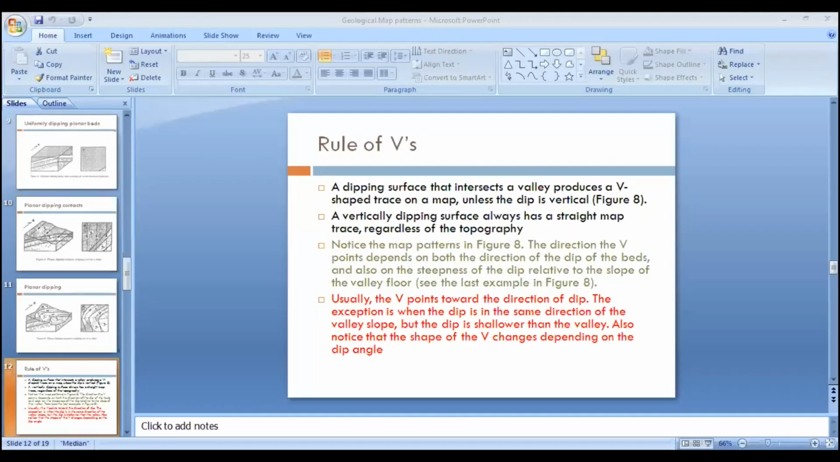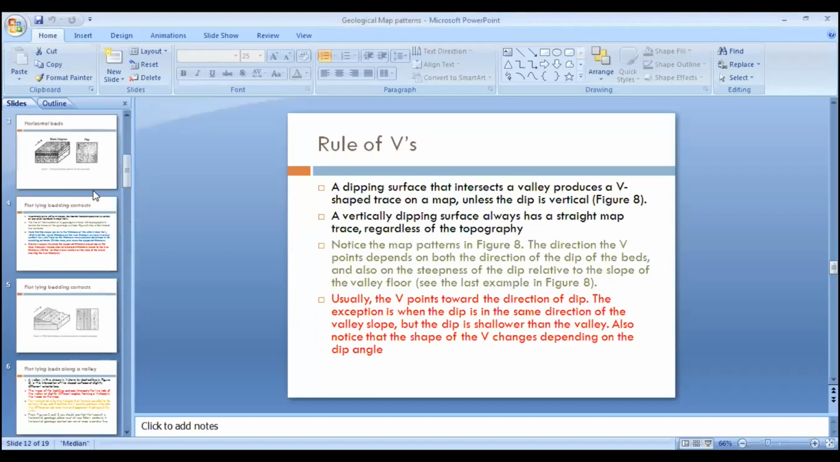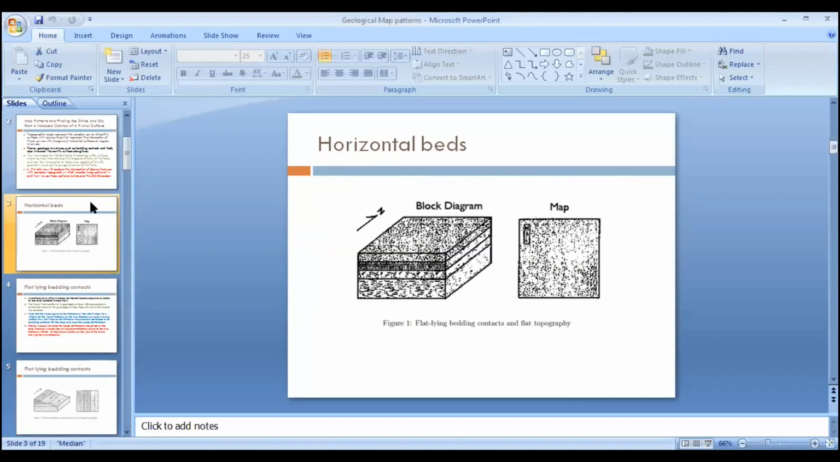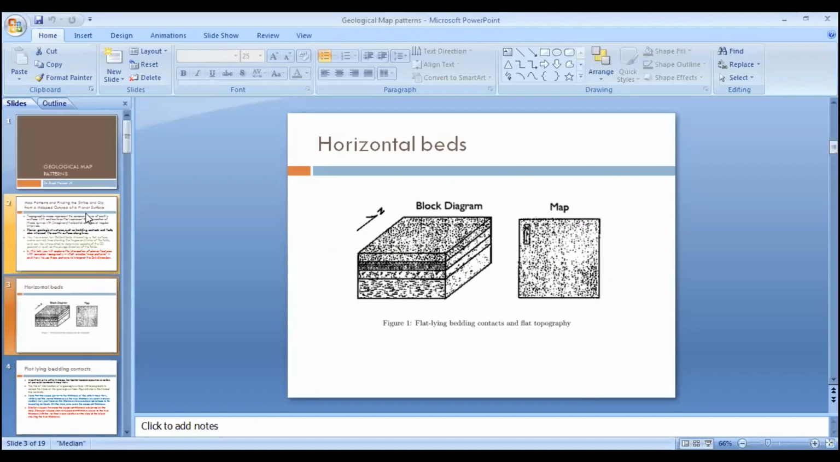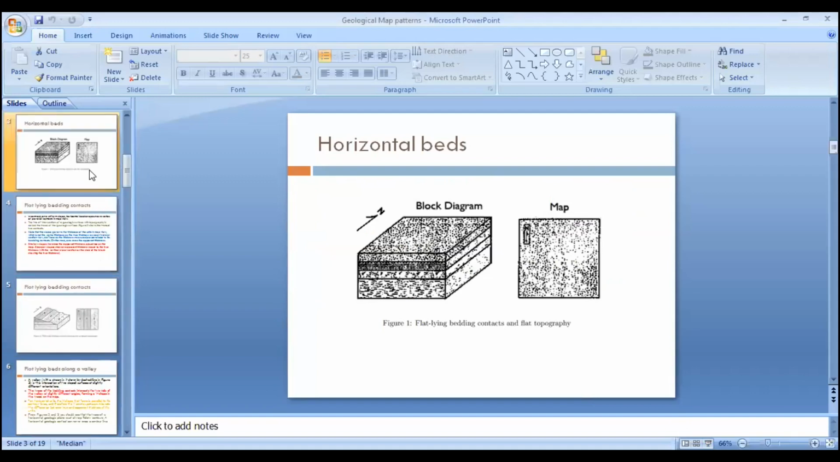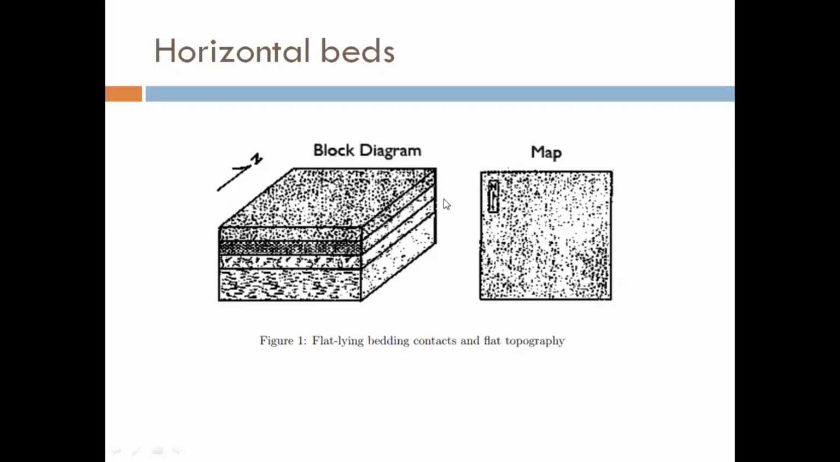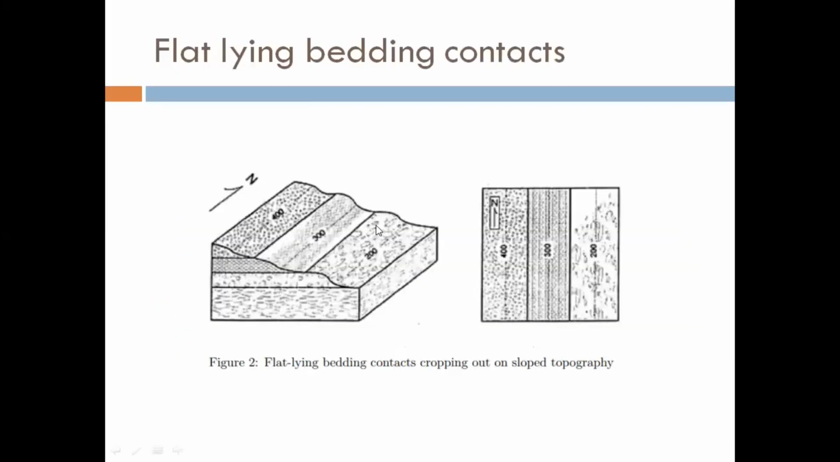Okay, so you guys remember we were discussing some of the geological patterns that we can see in the map and what is actually in the block diagram. So we just went through some of these figures, and you remember we discussed that if the beds are horizontal, they will look like this, and if there is some cutting that is parallel to the contours, and the beds are horizontal, you will have this type of pattern. Contours and the geological contacts are parallel.